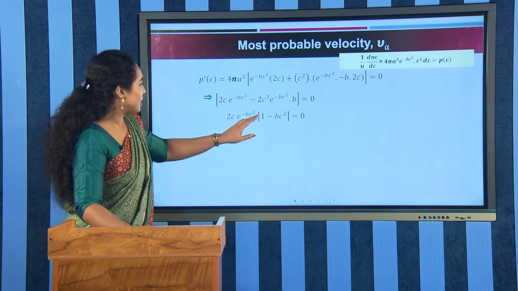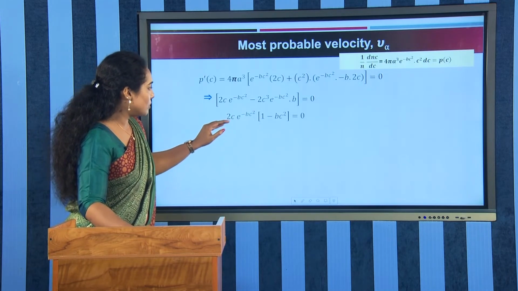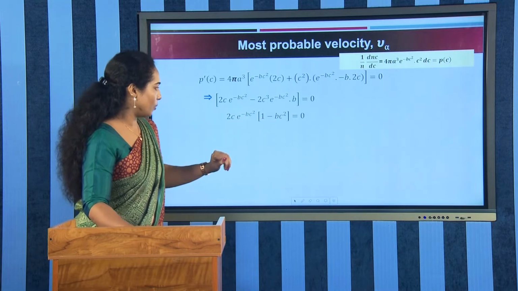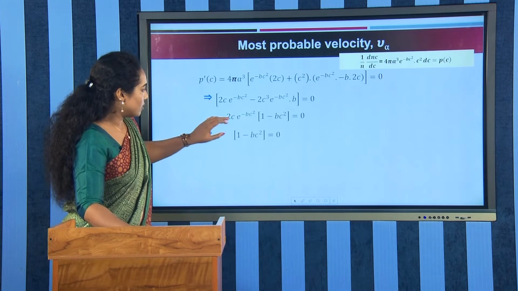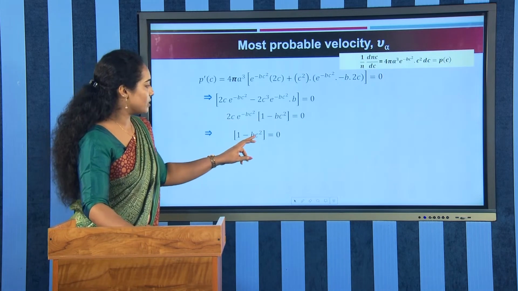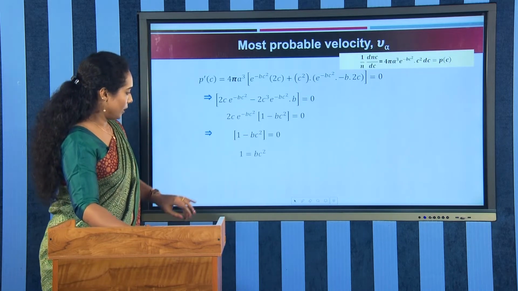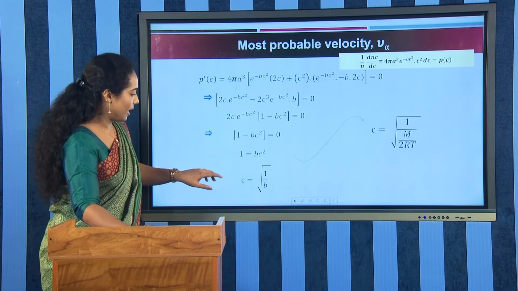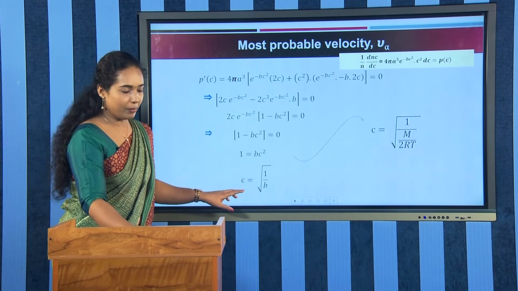Now, I am taking the common terms outside, that is 2c e raised to minus b square into (1 minus b square) is equal to 0. Now, this also forms a constant, so I can take this part equal to 0, that is 1 minus b square is equal to 0. Okay. That is 1 is equal to bc square and c is equal to 1 by b.